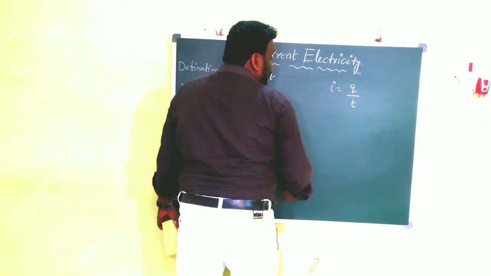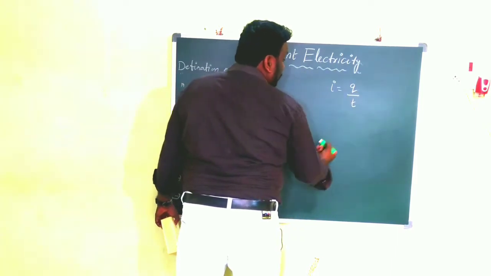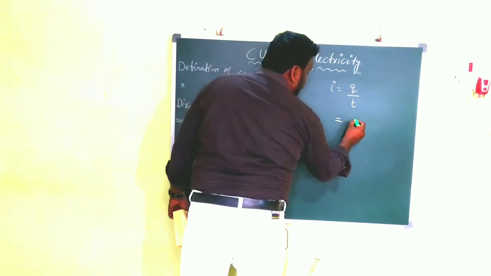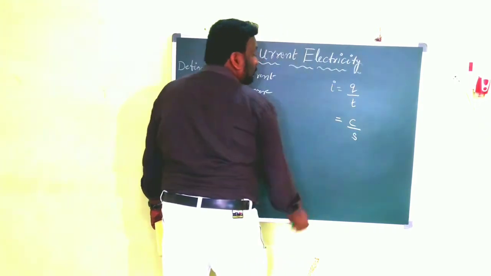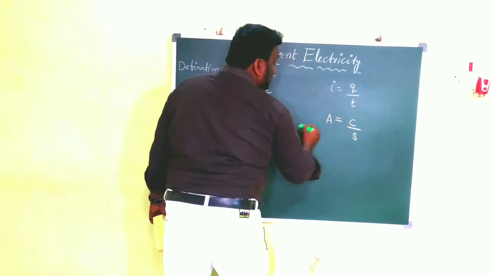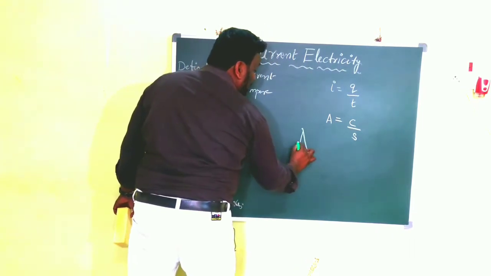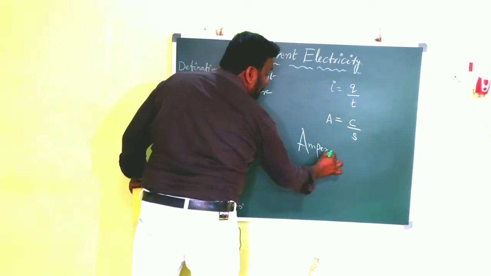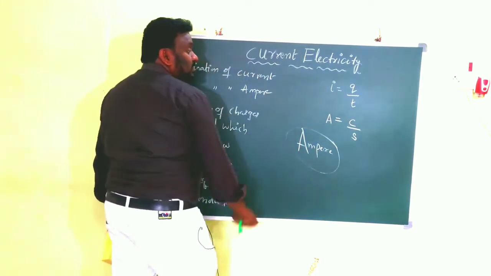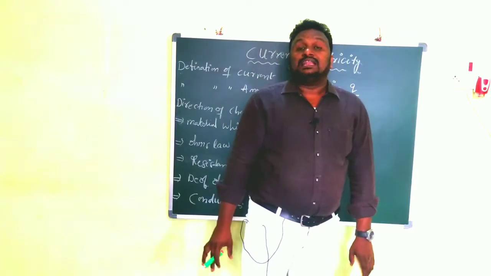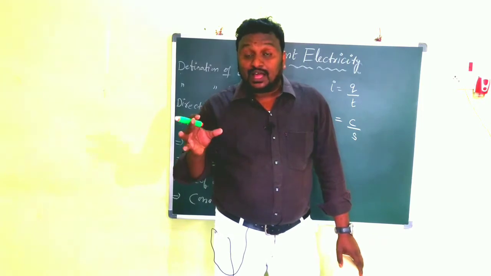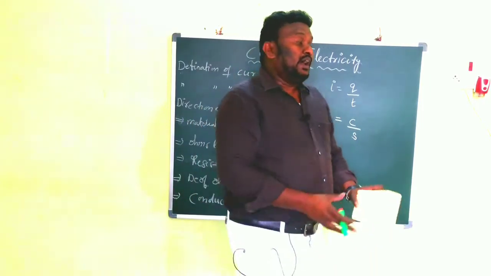So children, all of you know what is the unit of charge? Coulomb. And what is the unit of time? Second. Now here I am writing coulomb per second, and this coulomb per second is nothing but the ampere. So here ampere is the unit for current. What's that? Ampere. Ampere is the unit for electric current. The electric current can be measured in terms of amperes. So clear?